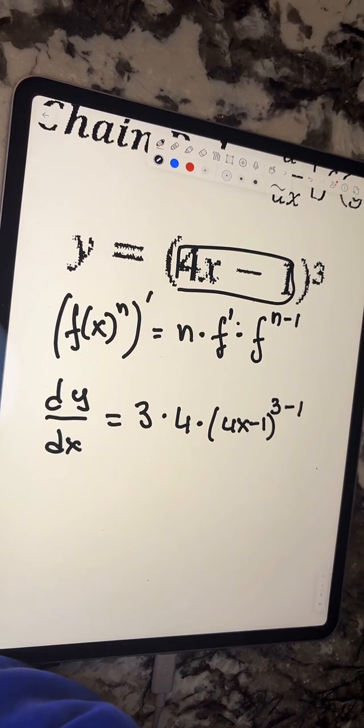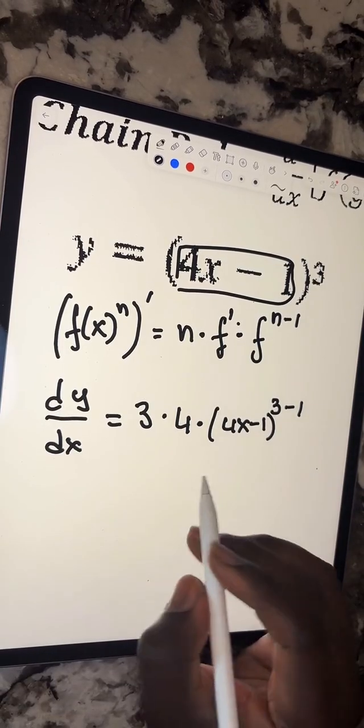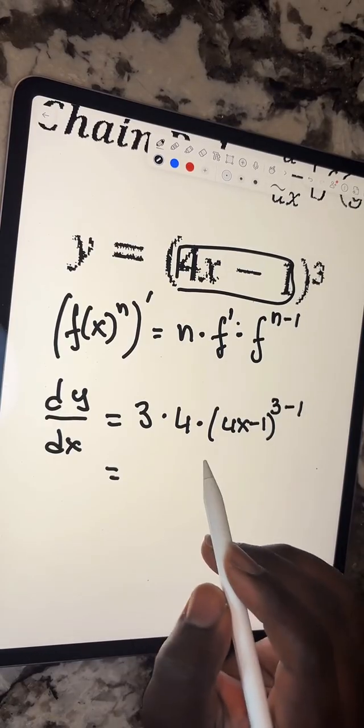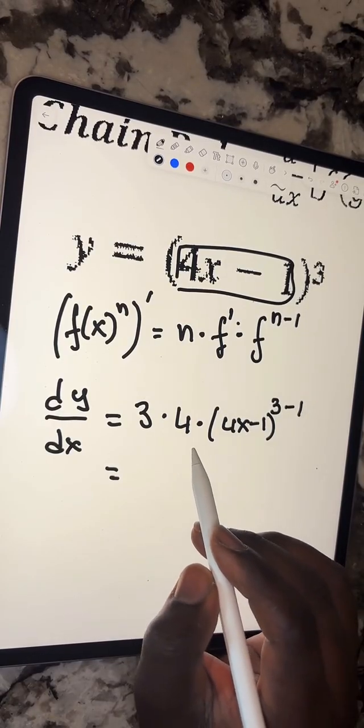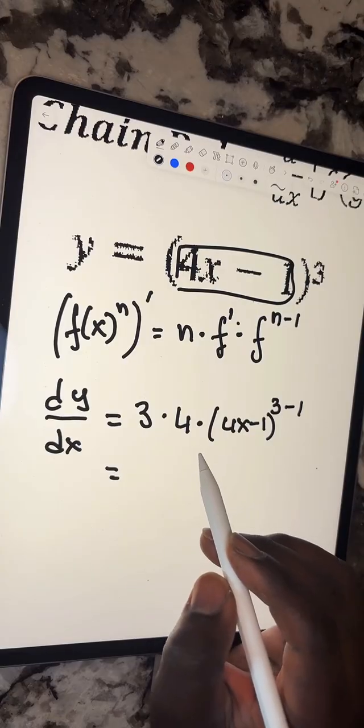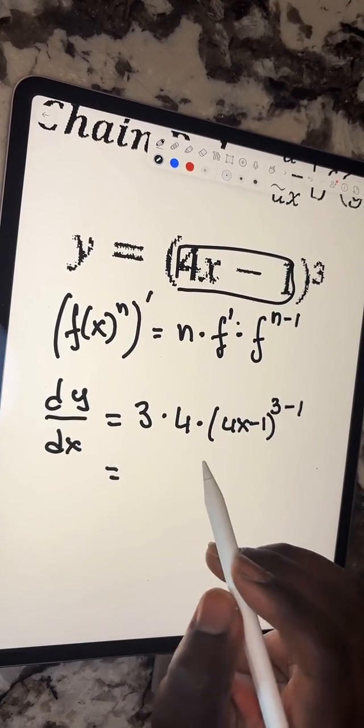Are we all on the same page, guys? This is one thing that most students struggle with. I'm gonna be honest with you, straight up. Chain rule is one of the things that students struggle with when it comes to calc. The product rule, easy. Quotient rule, easy. Power rule, easy. But this is where most of them struggle.